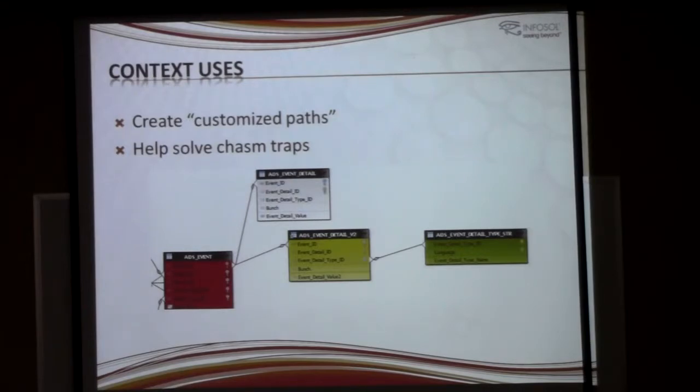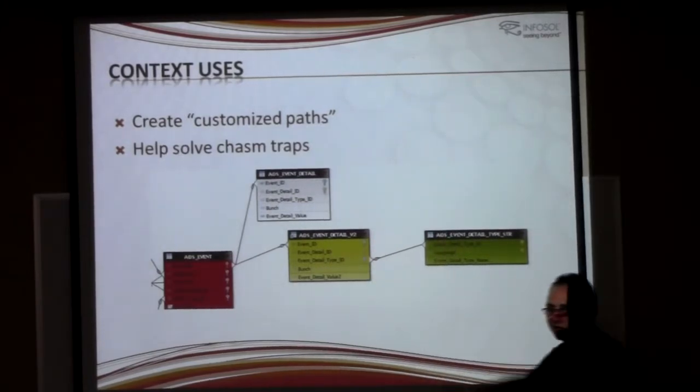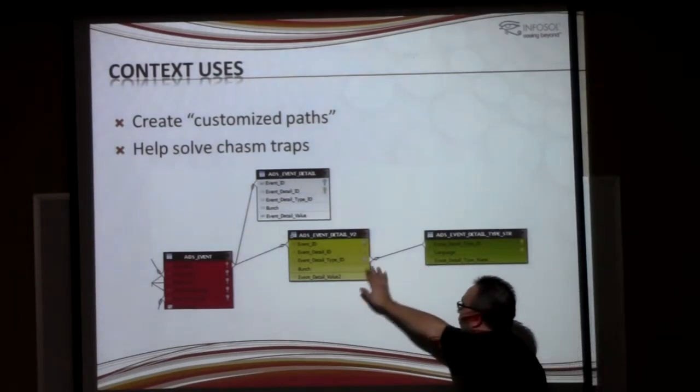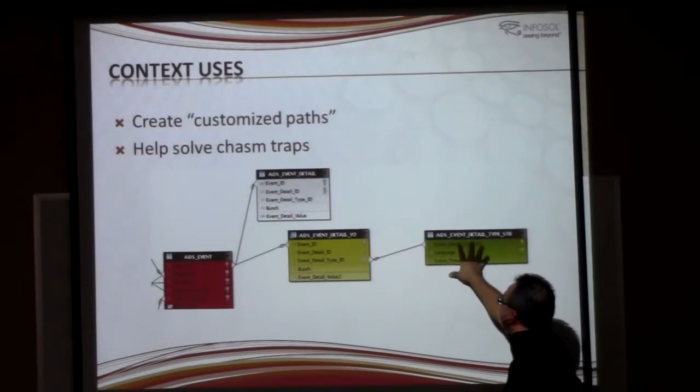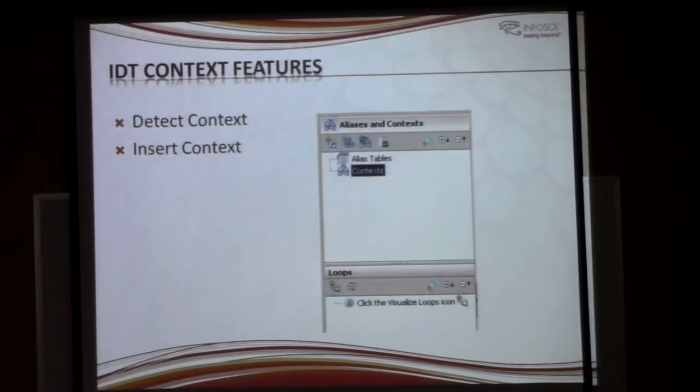Okay, but again, you could go ahead and use context other than a loop. Help solve chasm traps. This might be an example, but a chasm trap is basically you have a dimension and you have like a measure and a measure, and depending upon what's happening in your query, the measure from this table could be duplicated, and that's not what you want. Okay, so that's basically a real quick of what's a chasm trap, and you would use a context to solve that so it wouldn't happen. Okay, so you wouldn't get a duplicate of your measure.